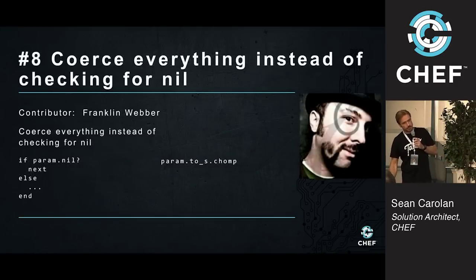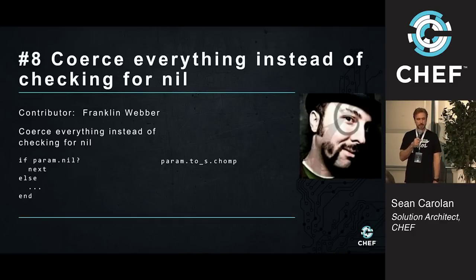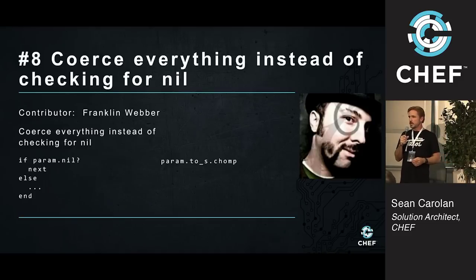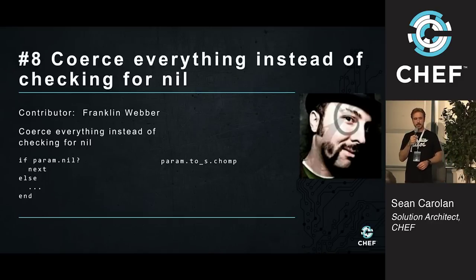Number 8. My Ruby guru, Franklin Weber, contributed this one. Super smart guy. If you ever get a chance to take a class from Franklin, take it. He's amazing. So his tip was coerce everything instead of checking for nil. What does that mean? Sometimes we want to do defensive programming and make sure that garbage data doesn't get into our systems. And one of those things might be checking to see that something's just not set. It's nil. One way you could do that is with an if statement. You could say, if this parameter is nil, then do something, and if not, do something else.